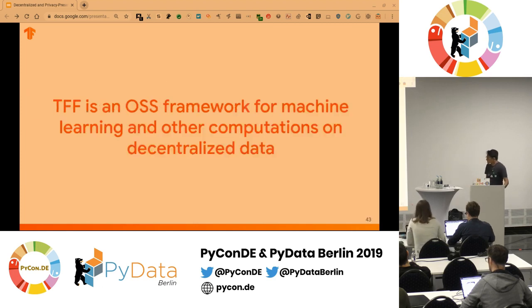Like I mentioned, TensorFlow Federated is an open source framework for machine learning and other computations on decentralized data. Pretty straightforward at this point, I think. Hopefully, I've been able to communicate that part, that you should be able to do other computations as well.